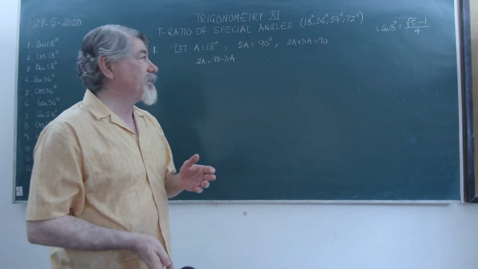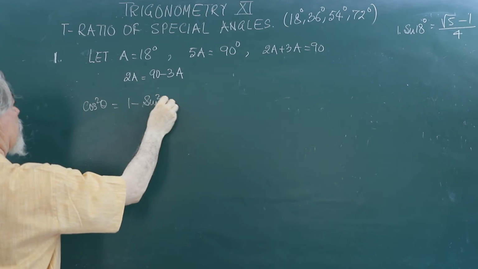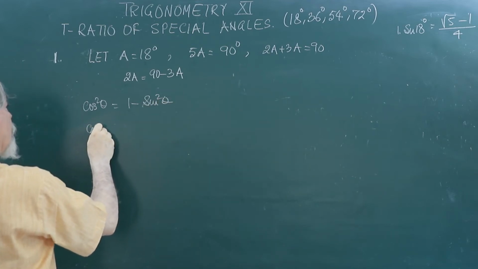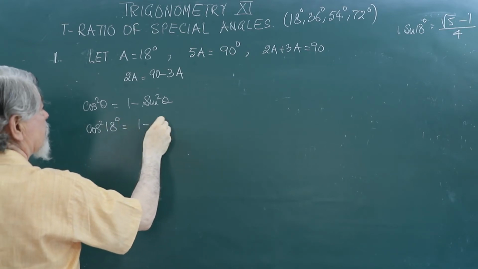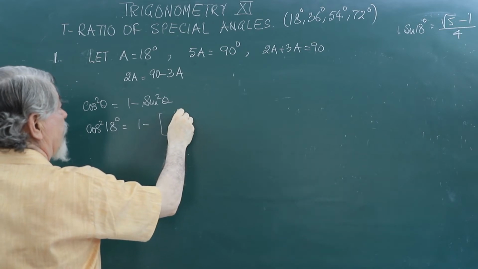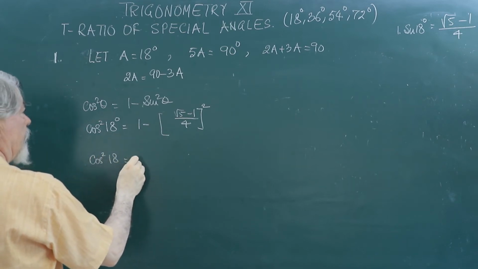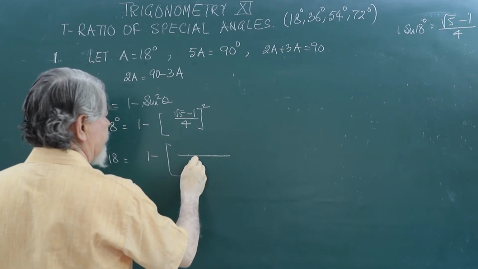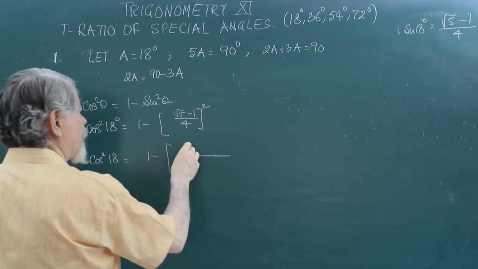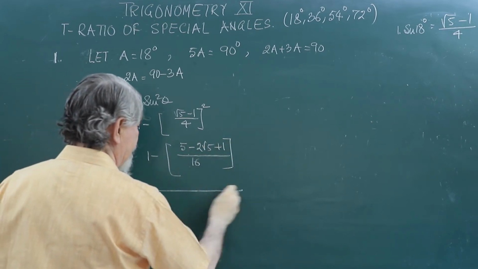Now I want to calculate the value of cos 18. For cos 18, cos square theta is 1 minus sin square theta. I have the value of sin theta. If I want to calculate cos square 18, it is 1 minus sin square 18. That will be how much? We will square this, root 5 minus 1 upon 4 whole square. Cos square 18 will be equal to 1 minus, when you square it the denominator will become 16. For the numerator, a minus b whole square is a square minus 2ab plus b square. The square of root 5 is 5, then minus 2 root 5 plus 1. Let's take LCM 16.